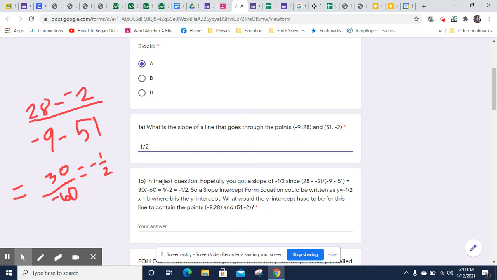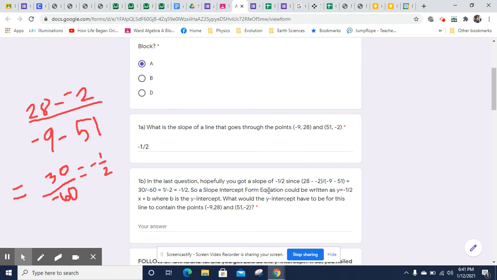Okay, let's take a look here. In the last question, hopefully you got this slope of -1/2. Look, I'm giving you some resources to check to see if you got it right, and that's right, because the slope equation does lead to -1/2.